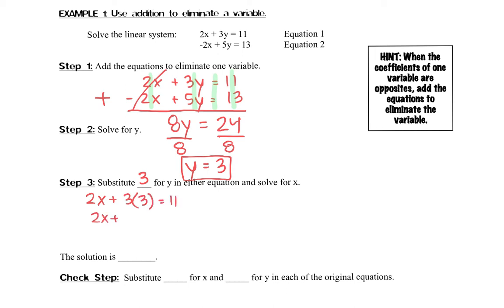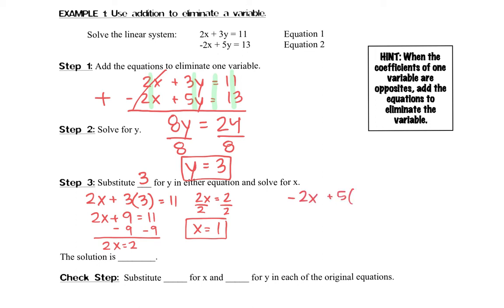And then I'm going to solve for x. So I'm going to multiply and then subtract 9, which gives me 2x equals 2. And when I have that 2x equals 2, I can divide each side by 2 to get that x equals 1. And then let me show you that it doesn't matter what equation you plug it into, just like before.